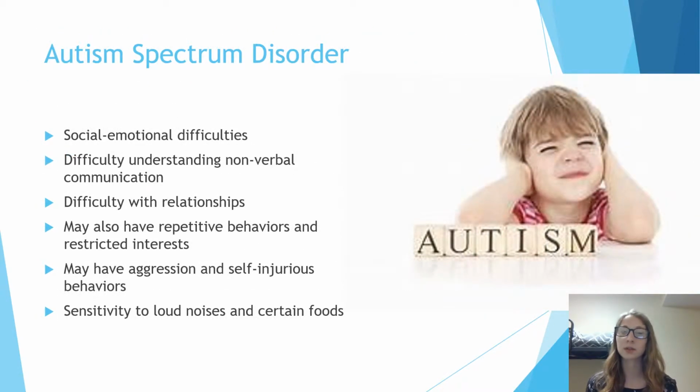Then there's autism spectrum disorder, which includes difficulty with socializing and understanding social interactions and gestures, difficulty with relationships, making friends. Also, they'll have repetitive behaviors like flapping their hands, rocking, and can be aggressive and injurious to themselves, and can be really sensitive.